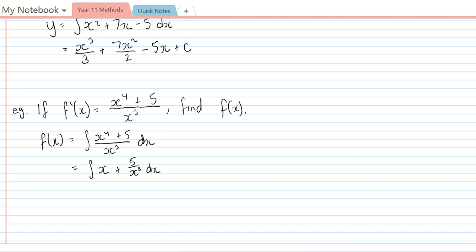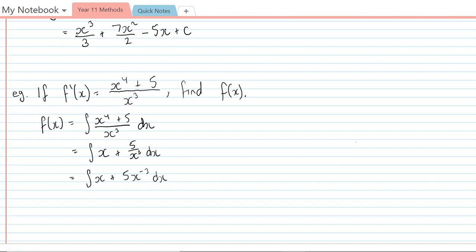But I still can't work with this because I've got a 5 over x cubed. I need to change the form of that using the index laws. So that is the antiderivative of x plus 5x to the minus 3 dx. Now this is in a form where I can work on it. And so I'm just going to integrate this now. So I don't need to write the symbol anymore.